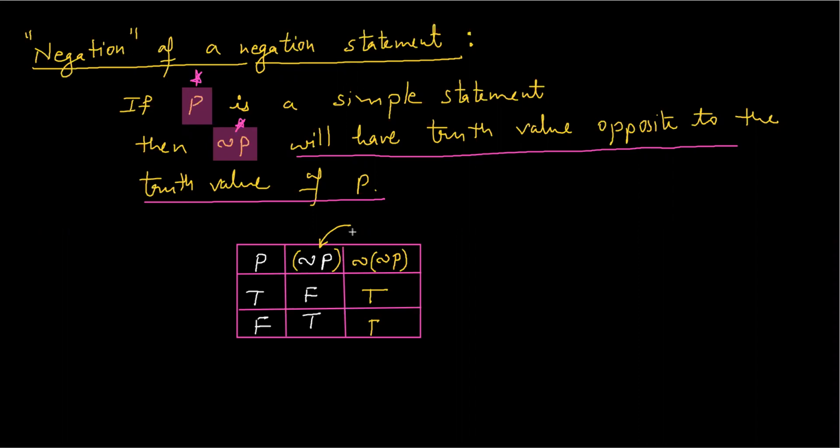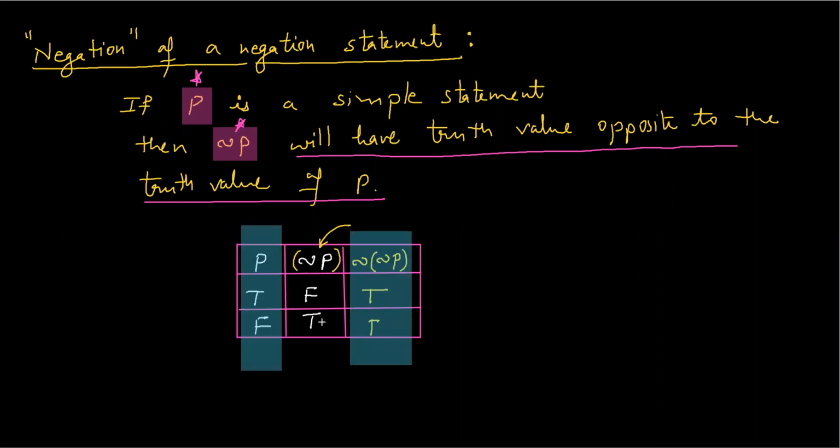Look at this column and this column. What do you notice? You notice that negation of negation P is same as P. So what we understand? We understand that negation of negation P is equivalent to P. So when you write negation of a negation statement, you come to the original statement.